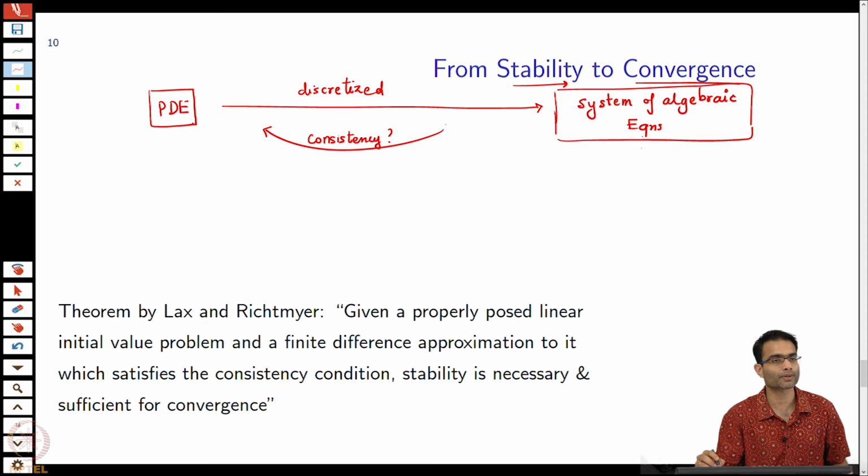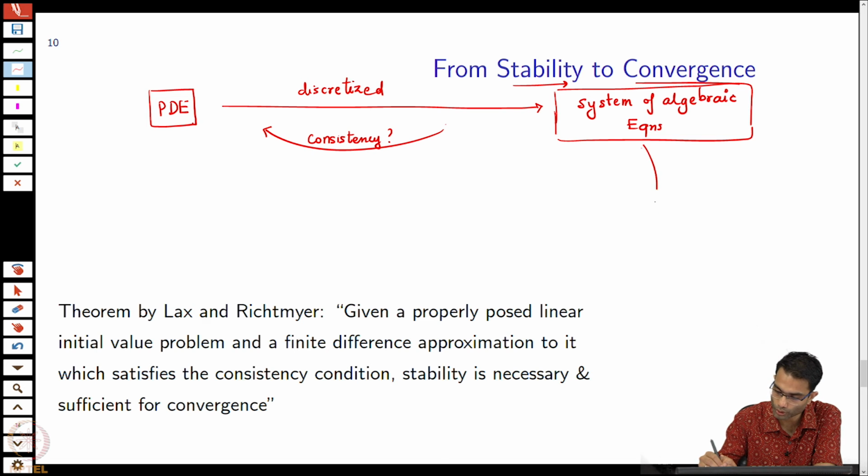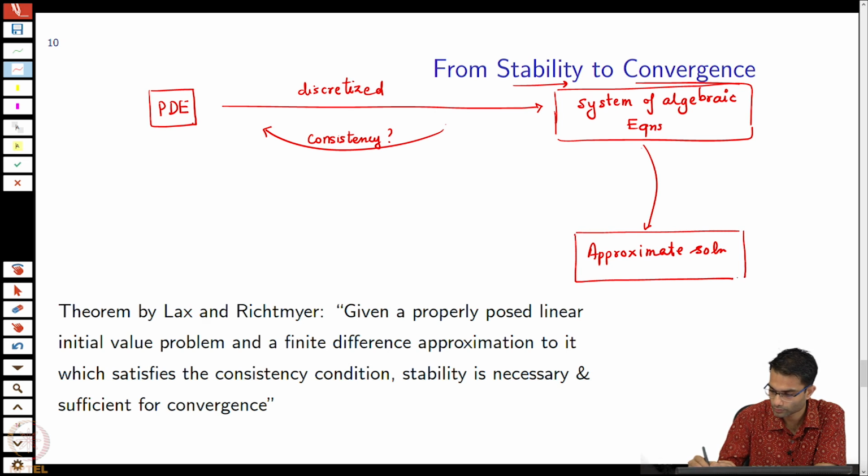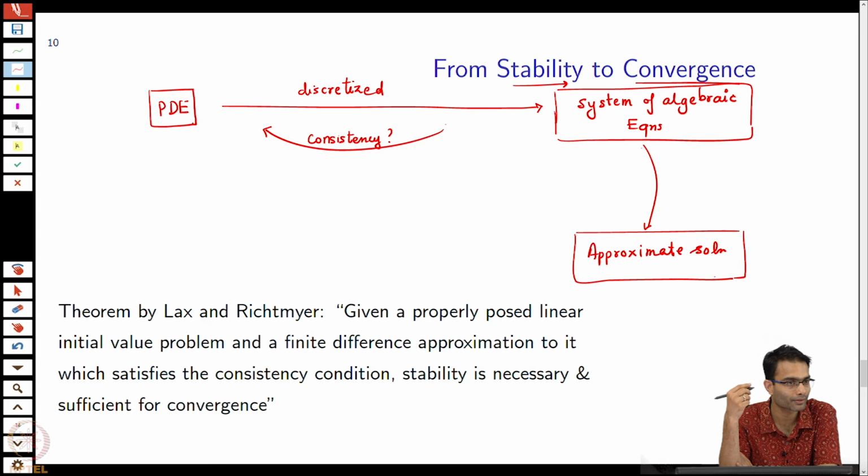Once I got a system of algebraic equations, what did I do? I solved them, and solving them gave me an approximate solution. And under what conditions did I get this approximate solution? Stability, right. Under stability, the approximate solution that I got made sense. So, there is a notion of stability in going from here to here.